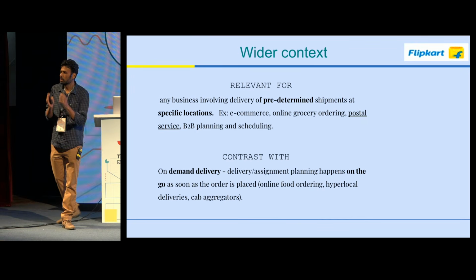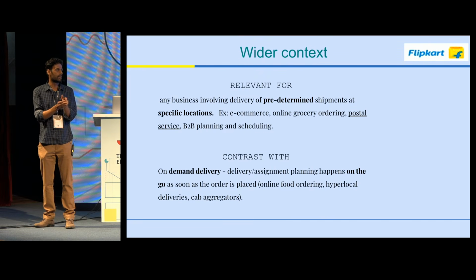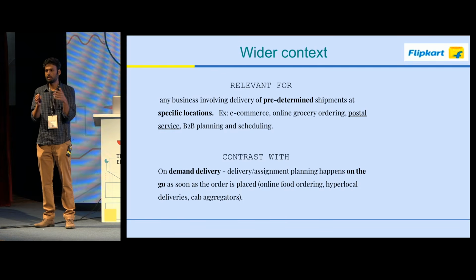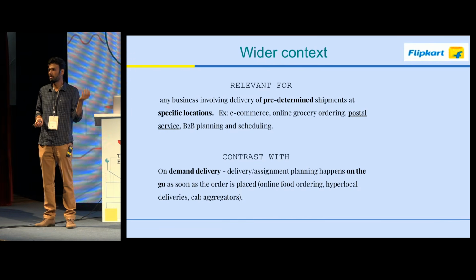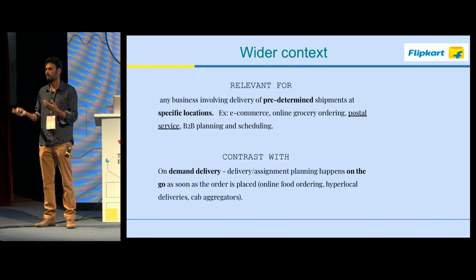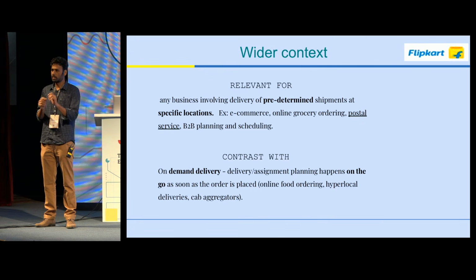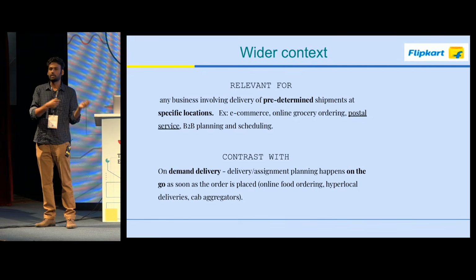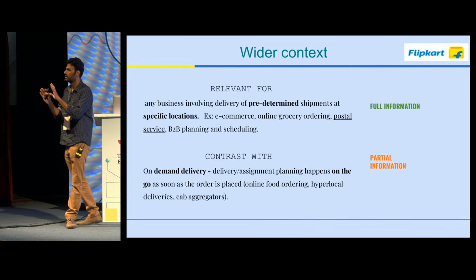Okay, now I want you to contrast that with a different situation where you have on-demand delivery. A classic example of that is online food ordering, where the assignment or the delivery planning has to happen on the go. You place an order and you probably get your food in 40, 45 minutes. So the assignment and all the other routing decisions should happen within 15 or 20 minutes. That's true with cab aggregators as well. So the sort of methods that you use over there is slightly different from the one that we're going to be talking about. Now, there are different aspects on which these are different.